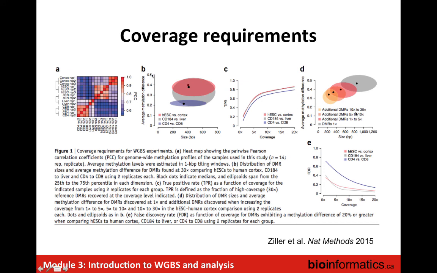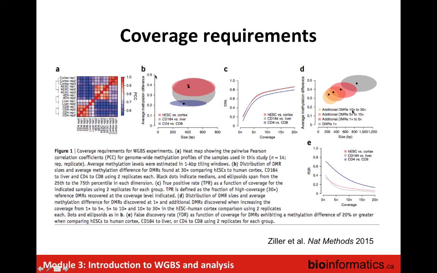One nice thing to look at, for instance, is this one here. This is where you increase coverage, and it determines what type of differentially methylated regions you are able to pick up. If you only have 1x or 1 to 5x coverage, the types of DMRs that you're able to detect are these bigger DMRs, in the range of 1 kb. So even with 1x coverage, you are able to detect some DMRs that are large and that tend to be highly different in terms of methylation.